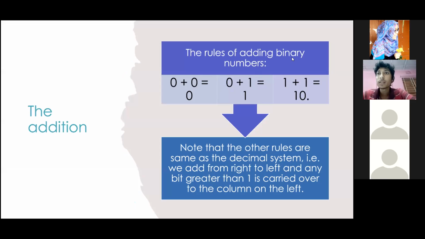The addition. The rules of adding binary numbers: 0 plus 0 is equal to 0. 0 plus 1 is equal to 1. 1 plus 1 is equal to 10. Note that the other rules are the same as the decimal system, such that we add from right to left, and any bit greater than 1 is carried over to the column on the left.